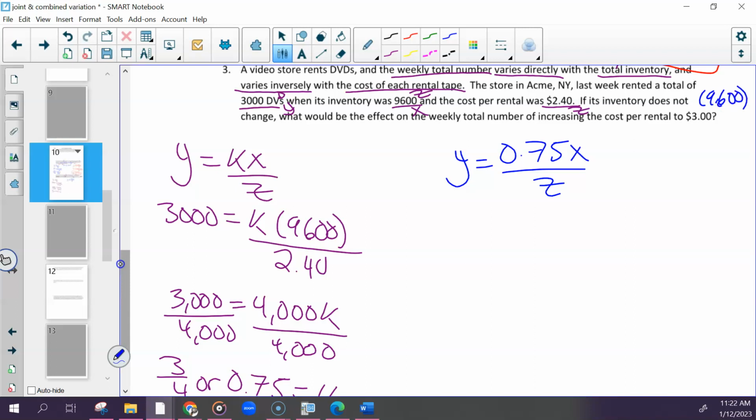What would be the effect on the weekly total number of increasing the cost per rental to $3? So what variable are we looking for here? X, Y, or Z? Are we looking for X? No. We're looking for Y, because we're given X and we're given Z. So leave Y, put in the other two, and solve to figure out what Y is.